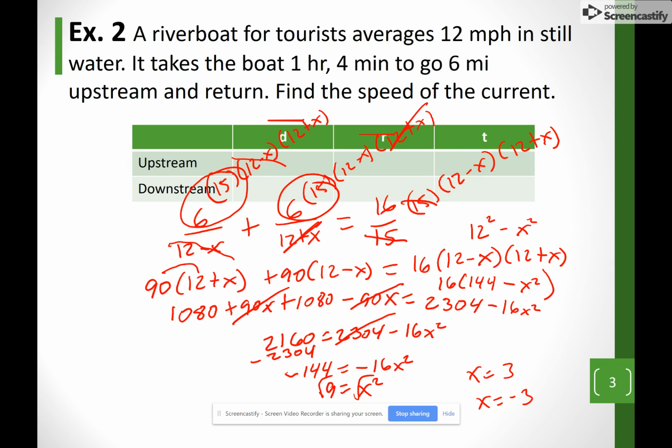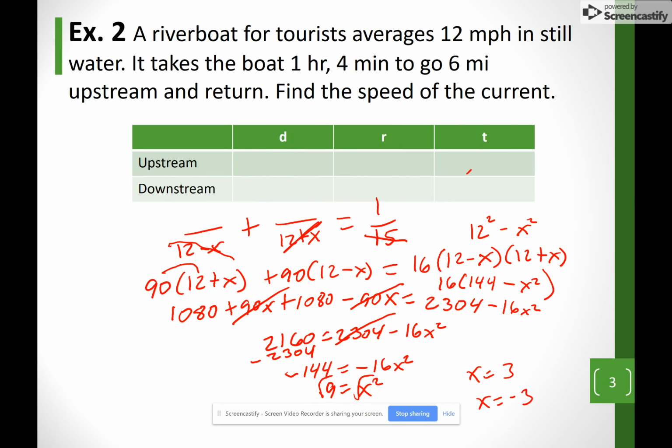However, I remember my rates were, let me go here. You know, x is the rate. X equals 3. That means the river is going at 3 miles per hour, which is good. Now, x equals negative 3. That means the river is going negative 3 miles per hour. Like, it cannot go negative. So I'm not going to say x can be 3. I'm just going to say x is 3. So here it says find the speed of the current. I'm going to say it's 3 miles per hour.